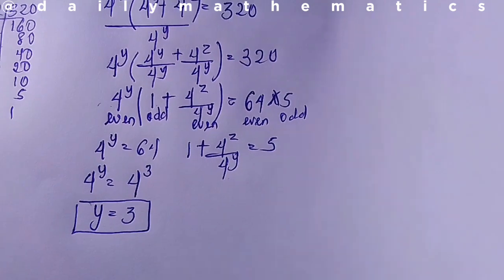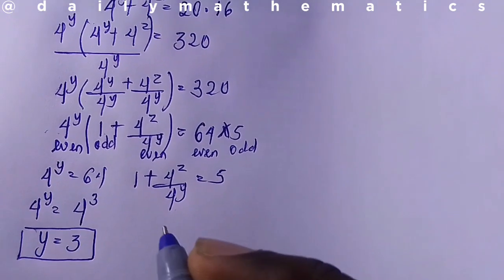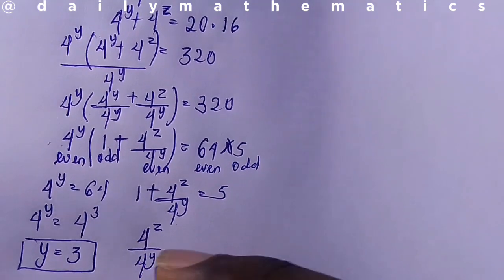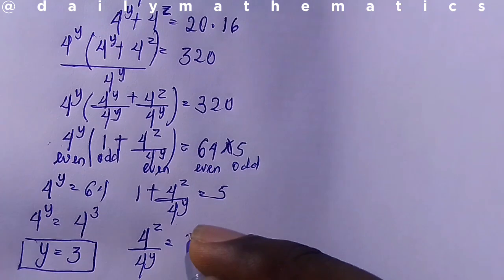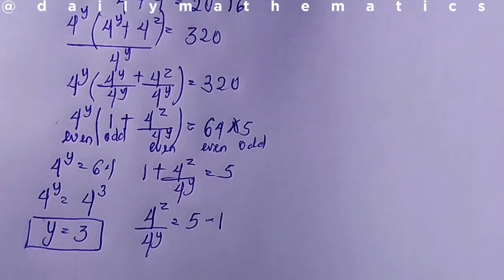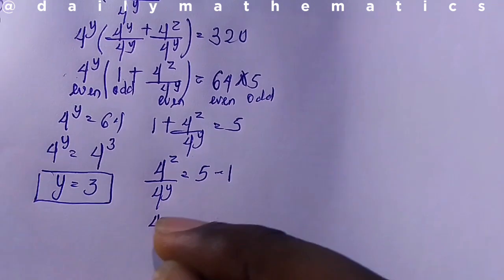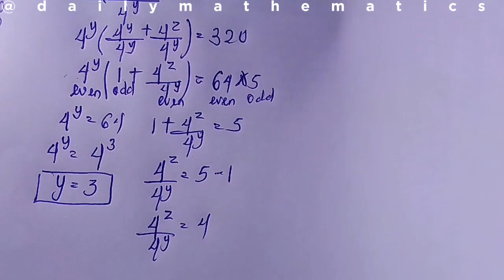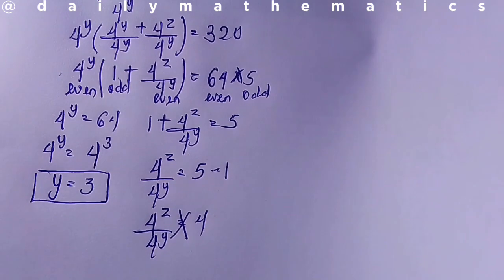So we now have the value of y here, and here we now have, we'll bring this on here, 4 raised to the power of z over 4 raised to the power of y equals 5, this 5 plus 1 crosses, it changes to minus 1. So from here we have 4 raised to the power of z over 4 raised to the power of y equals 4, right? And from here we will cross multiply.